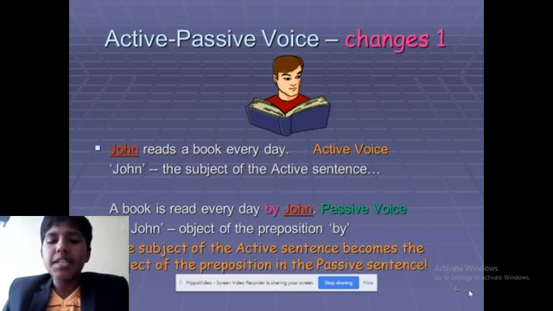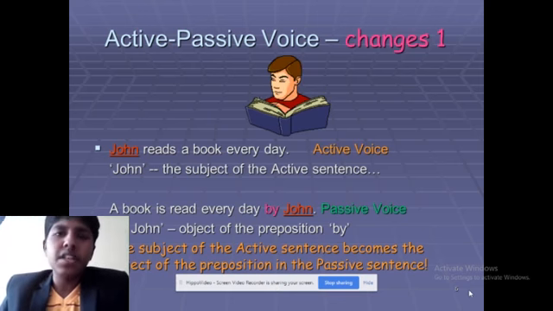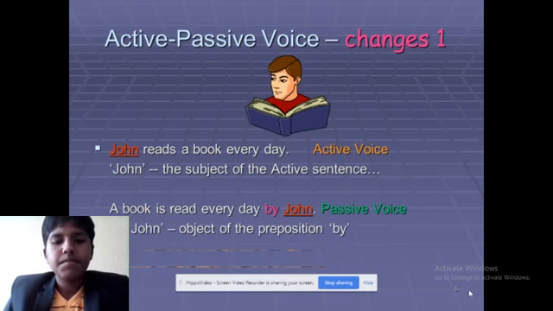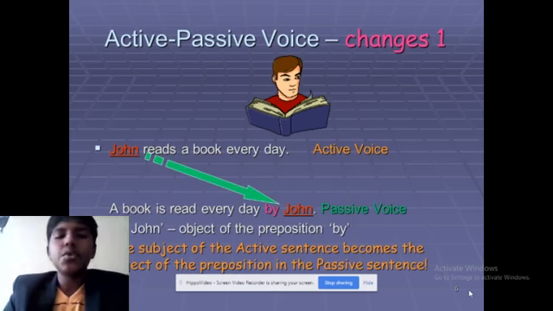The subject of the active voice becomes the object of the preposition in the passive sentence. The easiest way to remember this is: the subject becomes the object and the object becomes the subject. You can see that it has shown an arrow mark, which means that the subject has become the object.